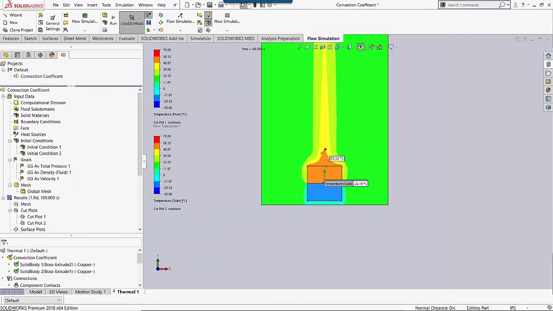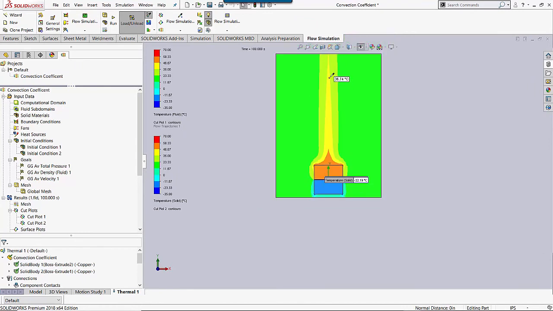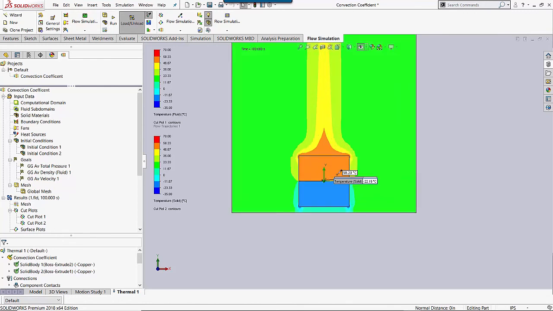And there's obviously all this heat coming off up here as well, so you can see what's happening in the actual fluid environment, not just in the solid environment in flow simulation.